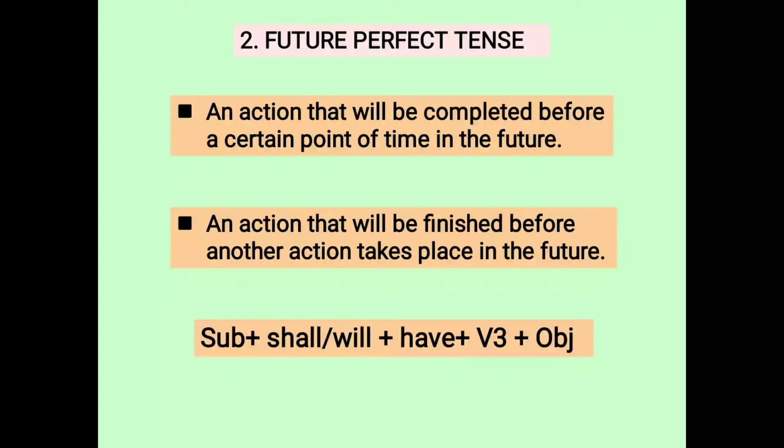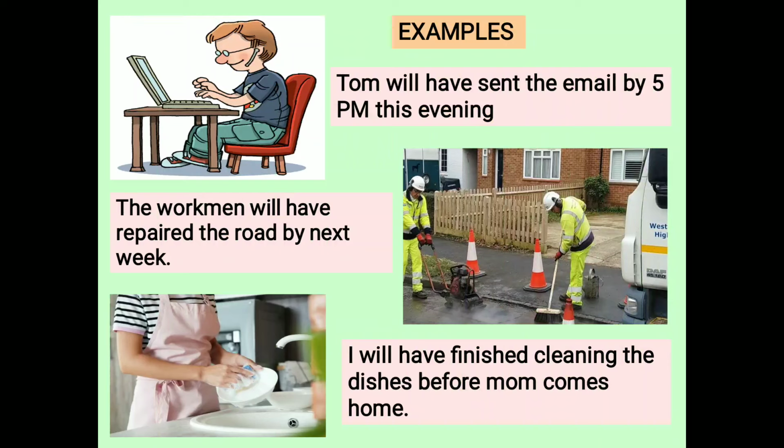Have a look at the sentence structure. The sentence structure will be subject plus shall or will, depending on the person and the number, plus have, plus the third form of the verb, that is the past participle form of the verb, plus object. Let us go through some examples that use future perfect tense.